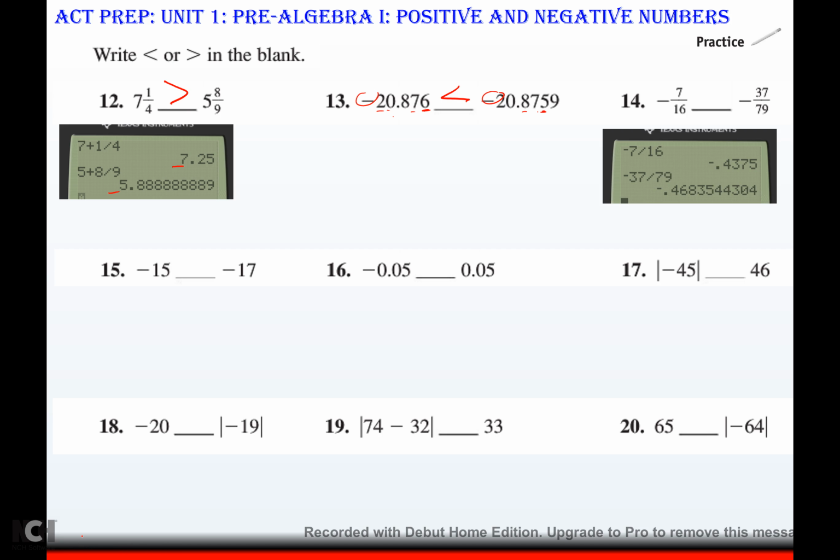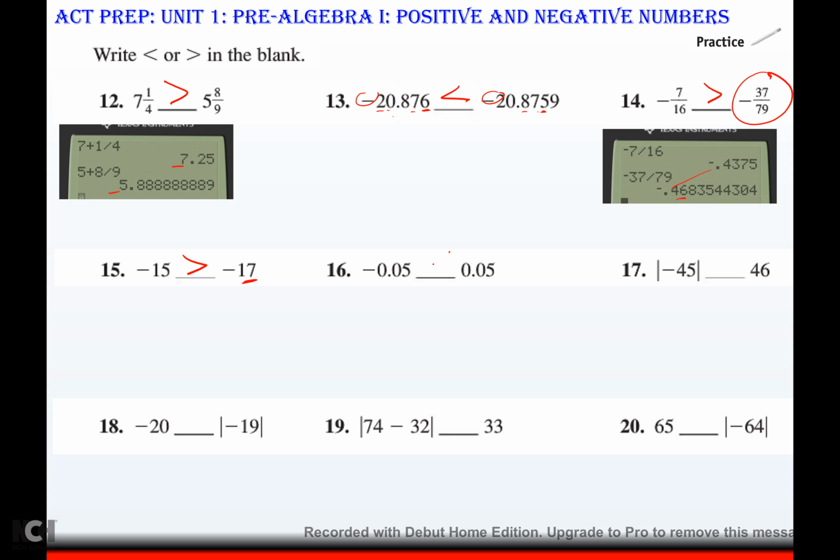Okay? I got negative 7/16, which is negative 0.43, blah, blah, blah, and this one is negative 0.46. They're both negative, so the biggest is really the smallest. 0.4 is tied. 6 is bigger than 3, so this one's the biggest, which really on the negative side makes it the smallest. So I got to point at it. It's going to eat the bigger number. Both negative, biggest is actually smallest.